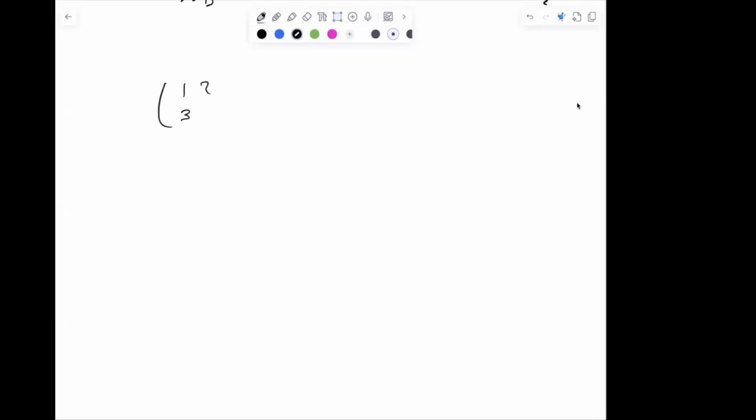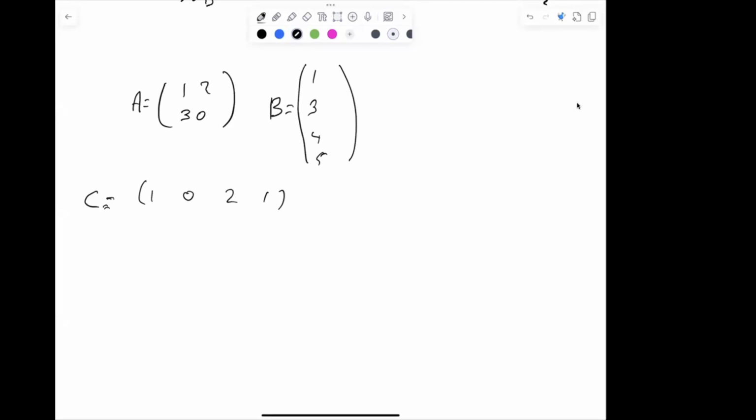That's a matrix. That's a matrix. That's a matrix. Let's call this A, B. Let's call this C. Let's do a D. Okay, so I have 4 matrices here. Let's first of all agree on dimensionality.